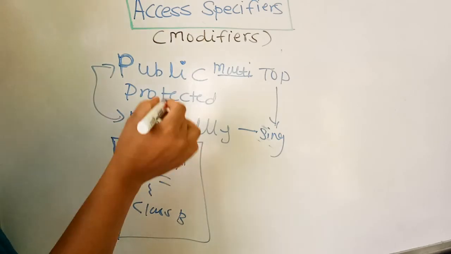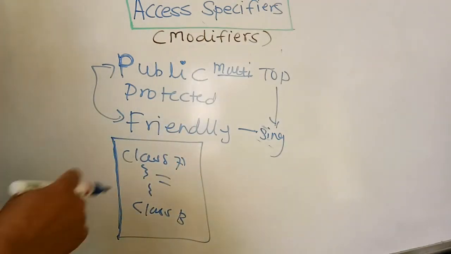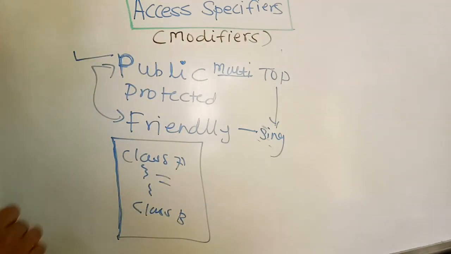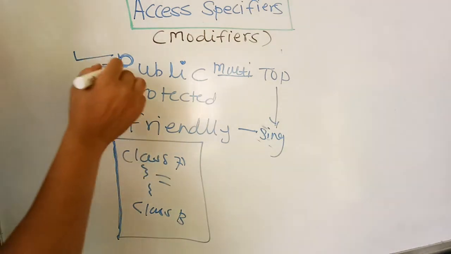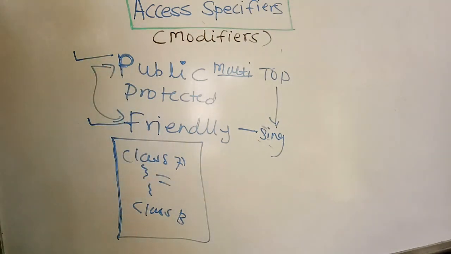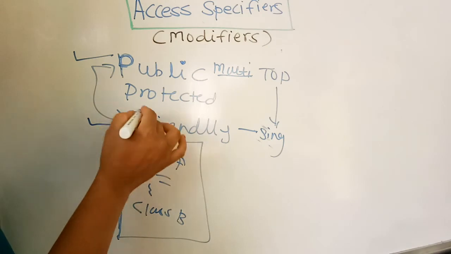In broader terms, this means class, subclass, and packages accessing other packages all have access to the public members. Coming to the next one, the friendly. When public is not there, friendly is there. But it is visible in all the classes within the package only.